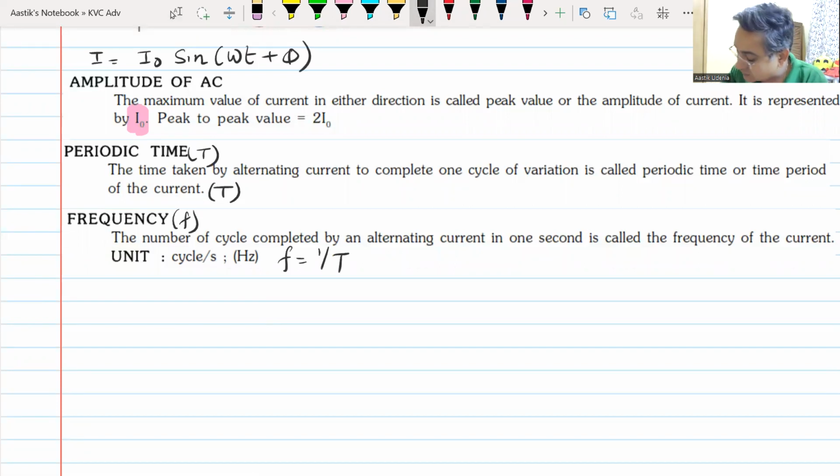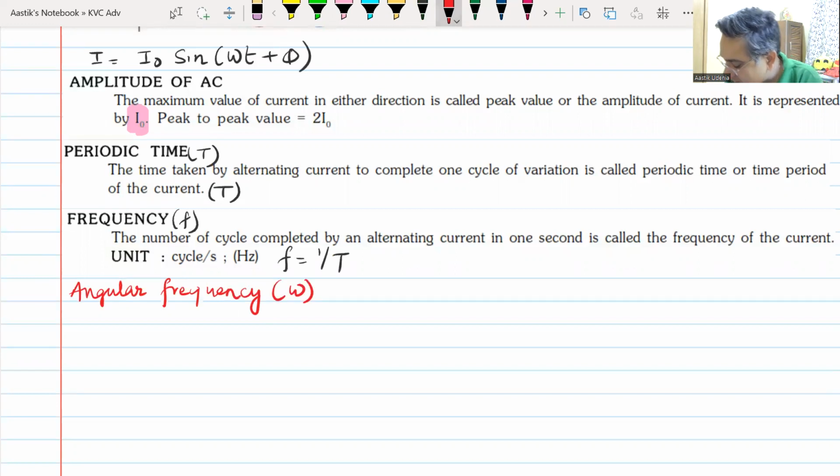Then we have the next term. And the next term that comes is angular frequency. What do you mean by angular frequency? Angular frequency is denoted by the term omega. How much is omega? 2 pi by T. Omega is 2 pi by T, or you can call it as 2 pi into f. Yes, sir.